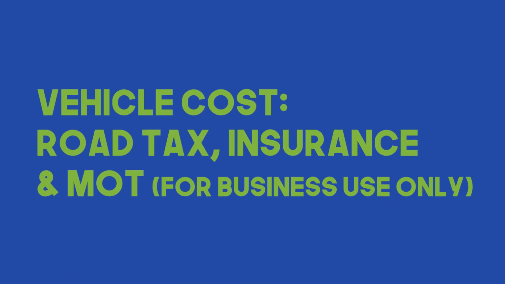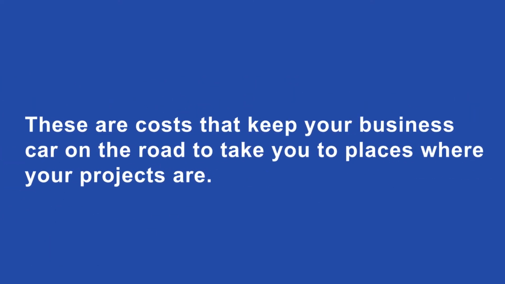So vehicle cost next is road tax, insurance and MOT for business use only. This section is to do with the actual legal side of the vehicle, which is the road tax, insurance and MOT. They're the costs that keep your business car on the road to take you to where your projects are. You need to make sure these are fully paid, as well as claim them at the same time. How beautiful is this? The government needs paying, but they're also allowing you to claim this as part of the expense. Not too bad, everybody wins. You could always look at the positive side, so you can actually enjoy that process a lot more.